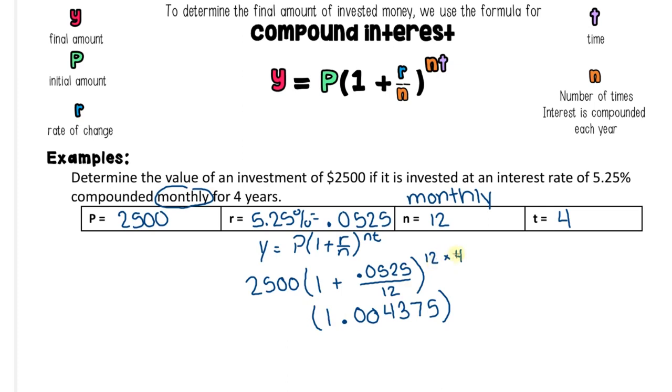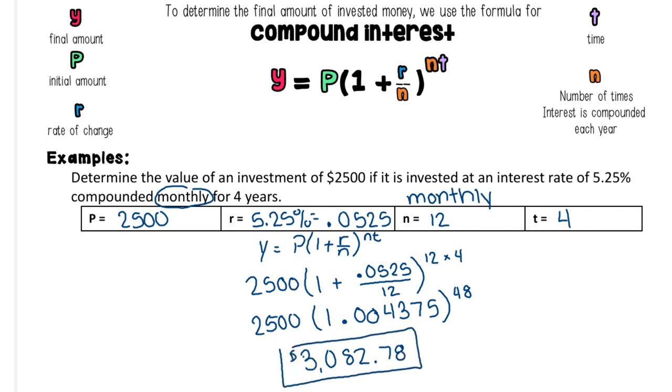Now simplify. 12 times 4. 12 times 4 is 48. So our exponent is going to be 48, and bring down our principal, our initial amount. So now we can type this into our calculator. Type in 2,500 times 1.004375 raised to the 48. And when you type that in, you will get $3,082.78.